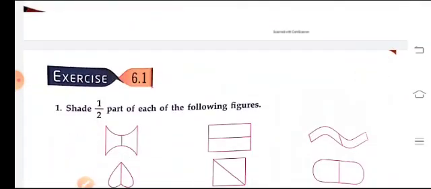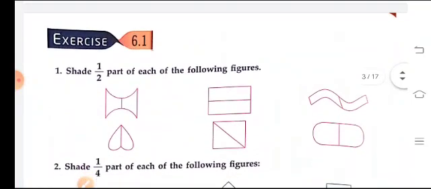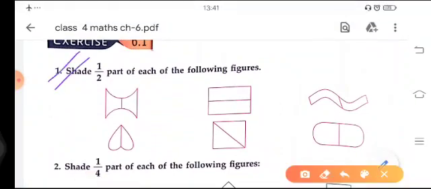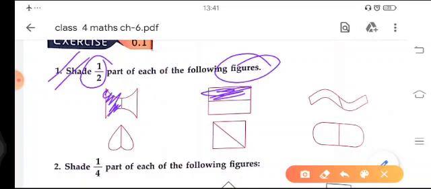Okay, so now there is exercise 6.1. In this question we have to shade the portion in the figures. In question number 1 we have to shade half part of each of the following figures. What we have to do? We have to shade half parts of each figure. Half part means 2 equal parts. So we can shade like this, because they are saying only a half part, so we have to color only a half portion of this figure like this.